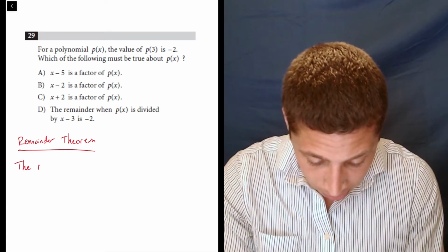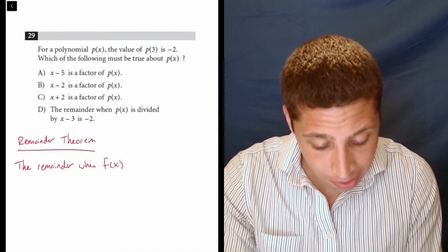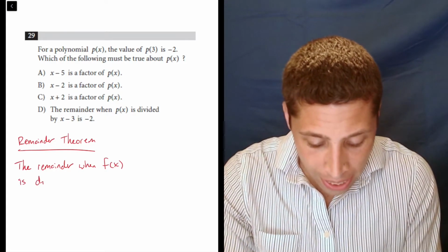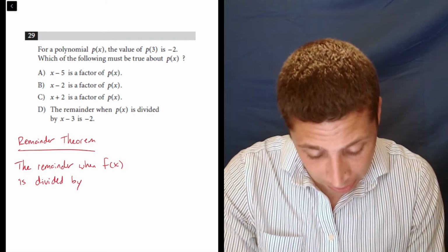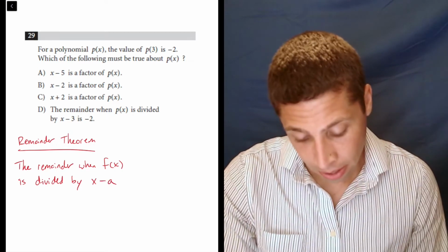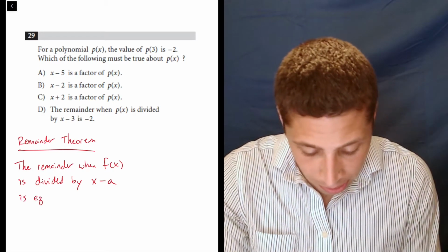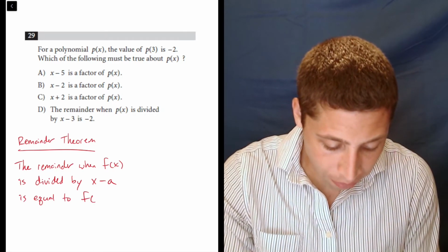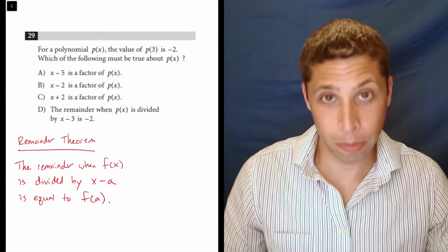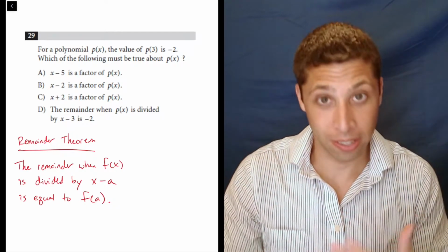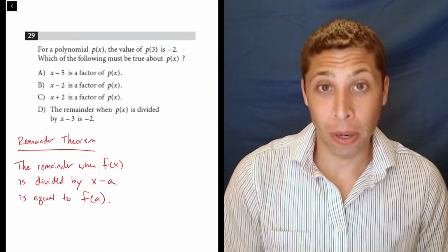The remainder, when some function f of x is divided by some linear factor, something like x minus a, the remainder when f of x is divided by x minus a is equal to f of a. So the really confusing thing about this is that x is just a variable. It's part of the structure of the equation, whatever it is. F of x is the name of the equation, whatever it is. And a is a number, an actual number.